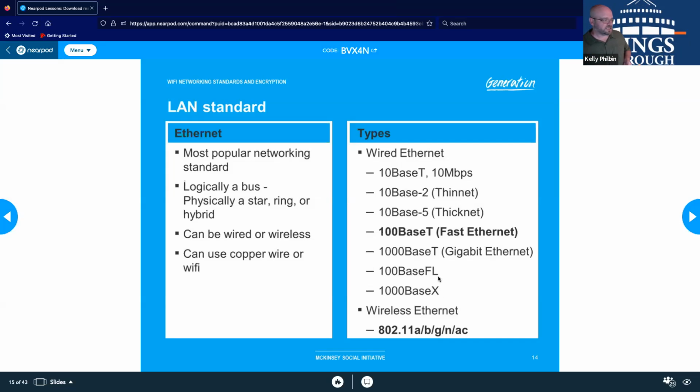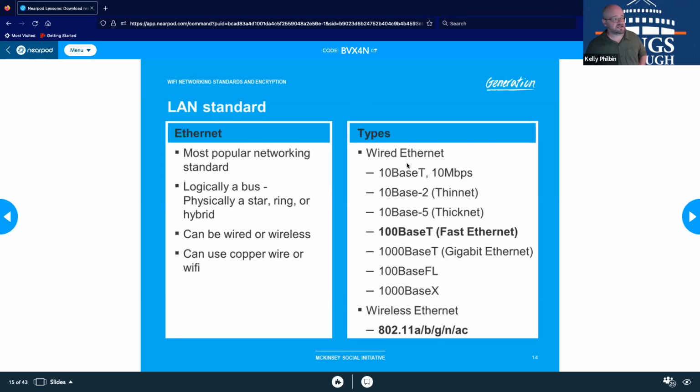And then on the end here, we see the X, the FL, the T, 5, the 2, the T. That's the type of technology they're using. So it may be coaxial, it may be twisted pair. So that's where thick net and thin net are. This 2 and this 5, that's coaxial.